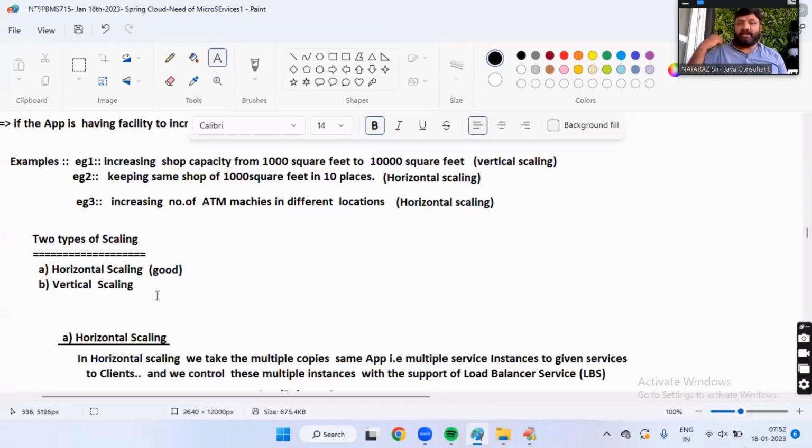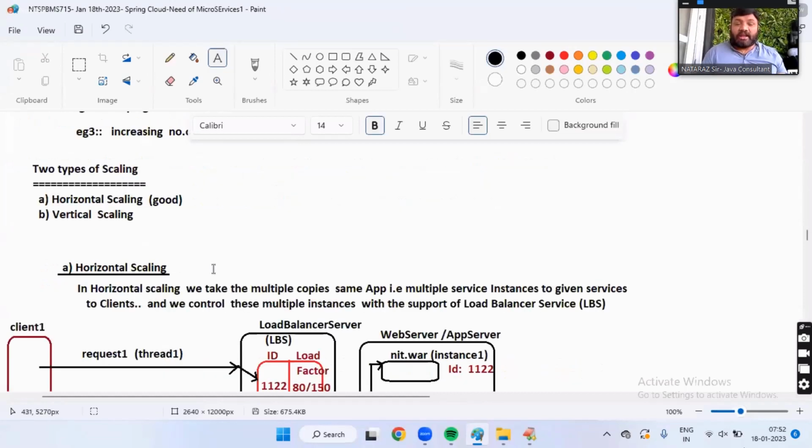Two types of scaling: horizontal scaling and vertical scaling. What is horizontal scaling, boss? In horizontal scaling, we take multiple copies of the same application. That means multiple service instances are given to serve clients.